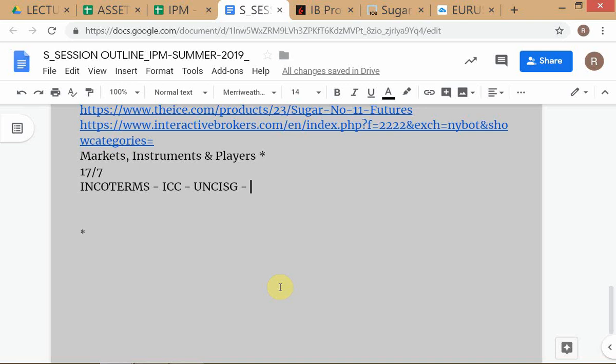It's very important stuff. What is the UNCISG? The UNCISG is the United Nations Convention for the International Sale of Goods. You don't have to note it down because you can Google it and see it. But ICC is the International Chamber of Commerce. Whenever you have international sale of goods, this should be part of your global business or whatever other kind of international business curriculum. Very important stuff.